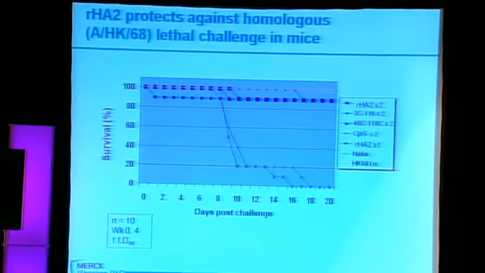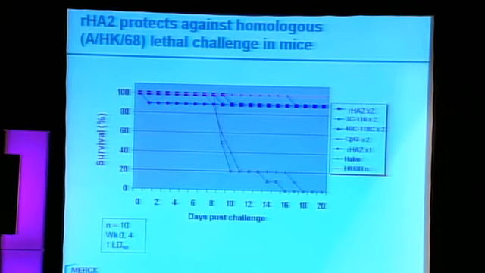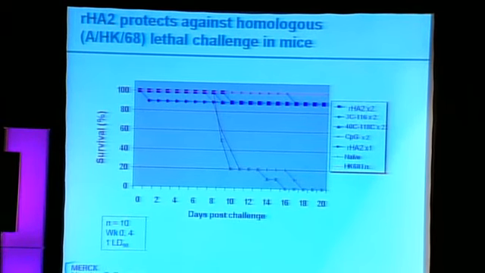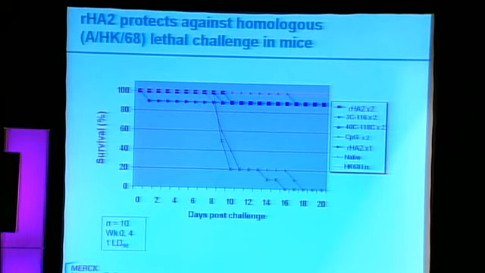Here you see the protection study in mice. Recombinant HA2, also HA2 with the two cysteine pairs. We used CpG as an adjuvant. So in this case, the CpG adjuvant alone, of course, as predicted, did not protect the mice, whereas mice receiving all three different forms of recombinant HA2 were protected against the lethal challenge.